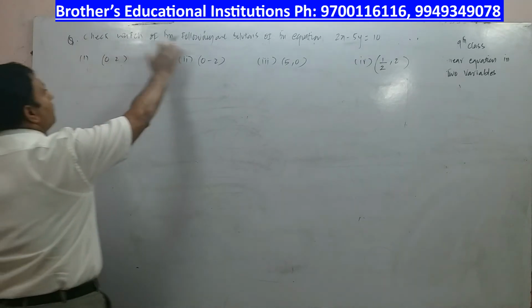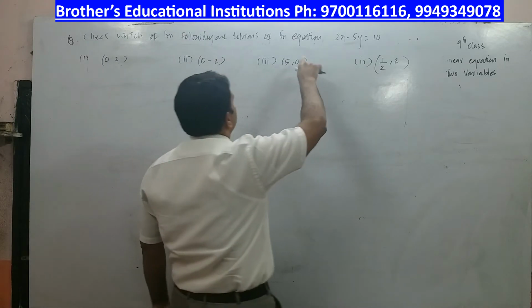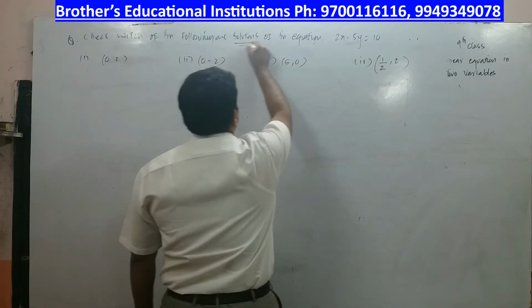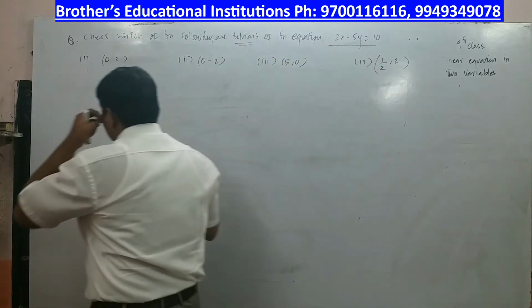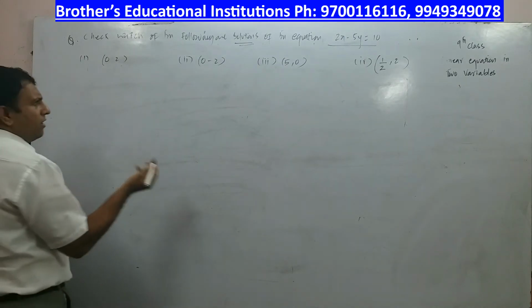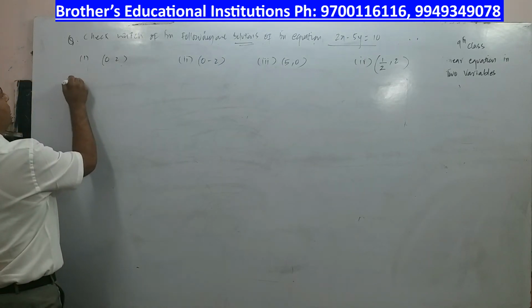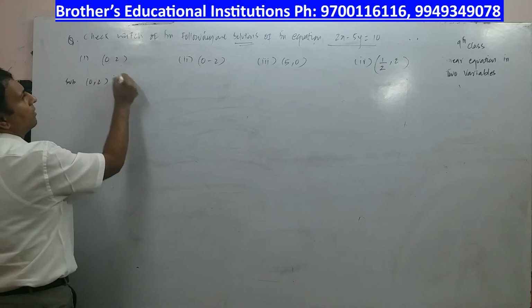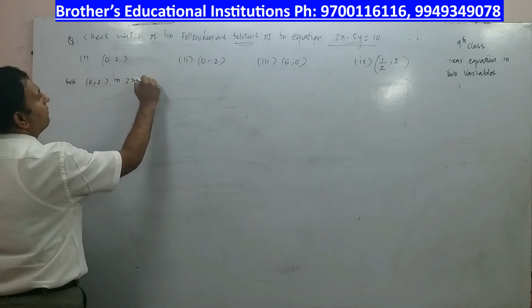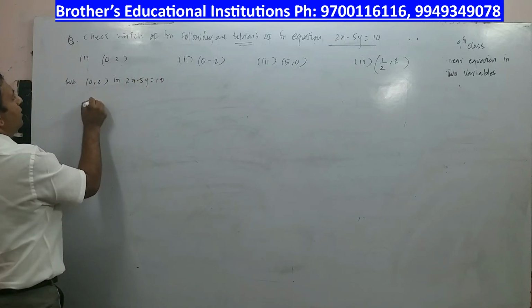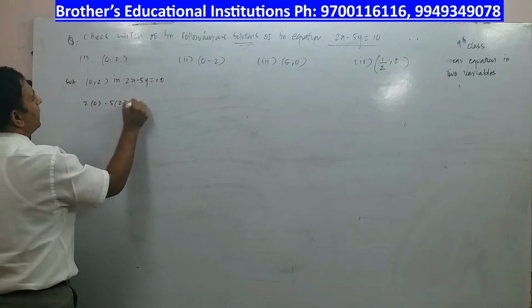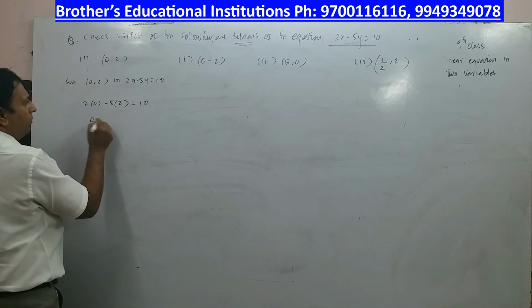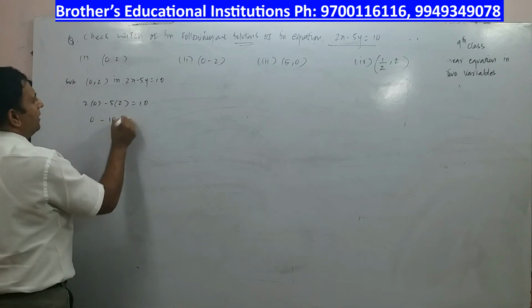Now check which of the following are the solutions for the equation. Alright, so what you need to do, a very simple straightforward question. What I will do is substitute 0 comma 2 in 2x minus 5y is equal to 10. So 2 into 0 minus 5 into 2 is equal to 10. 2 into 0 is 0. Minus 5 2's are 10, is equal to 10.